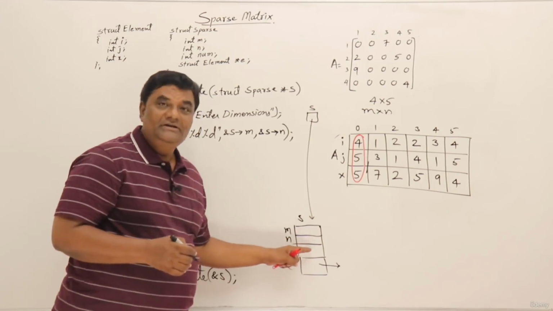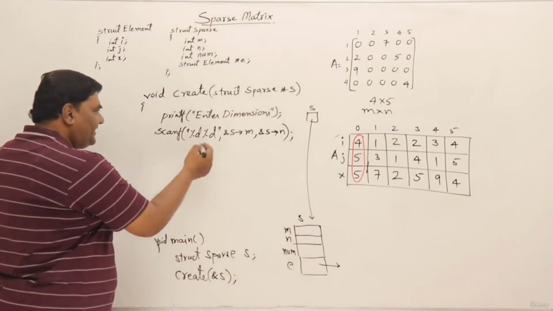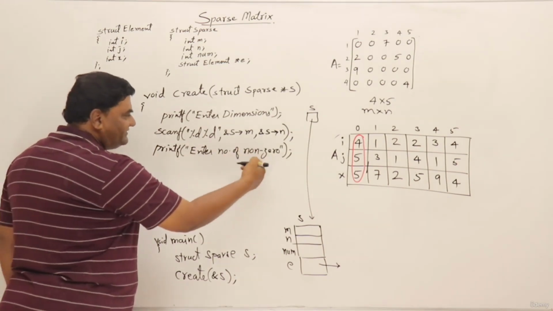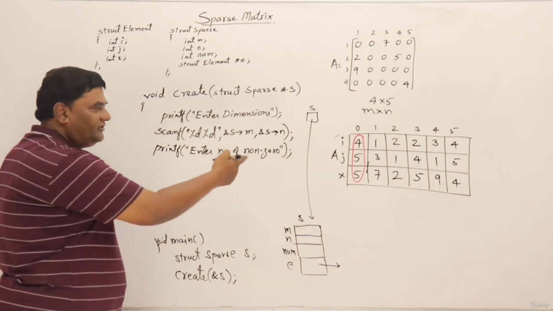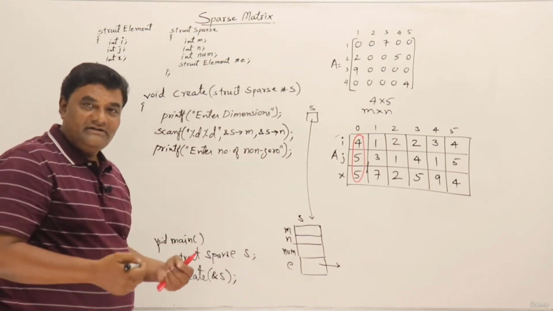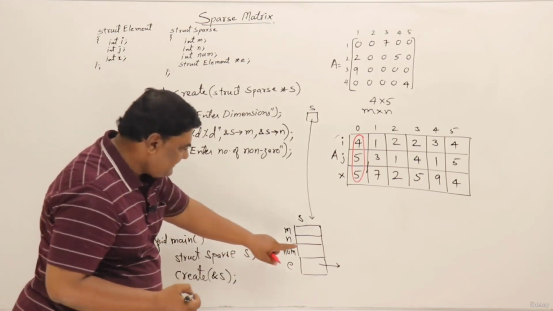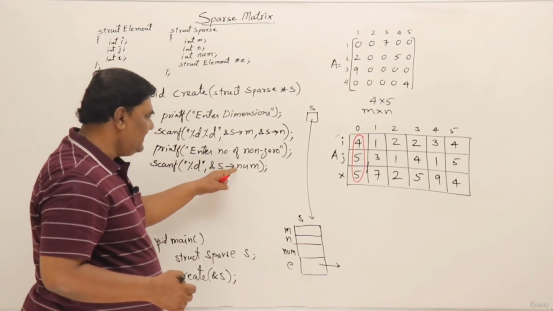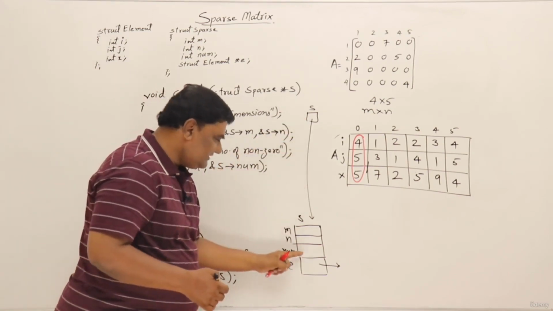Now I need to know how many non-zero elements there are. So printf "enter number of non-zero elements". Now scanf: read the number of non-zero elements and store it in this one. So scanf ampersand S arrow num.